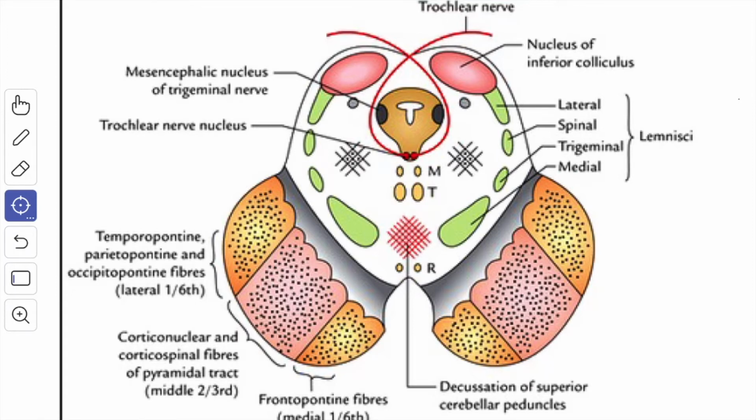The fibers from each trochlear nucleus course dorsally and then medially around the central gray matter to reach the cranial end of the superior medullary velum, where they decussate to emerge on the lateral side of the frenulum veli on the dorsal aspect of the midbrain.